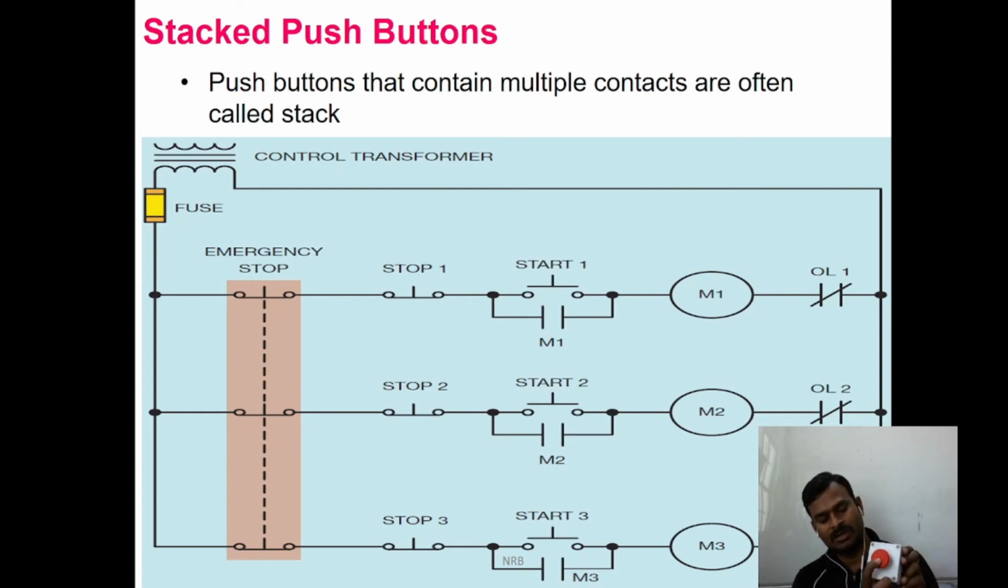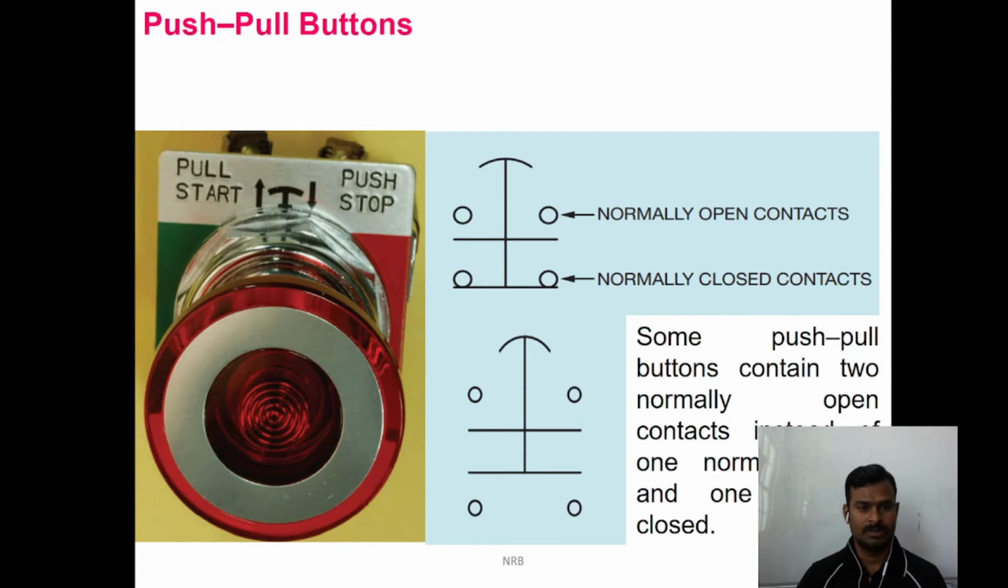If I press this one, it will close, and if you want to turn on, you will pull it so that it will give the supply to the load. In an emergency case, you just need to press like this, so that it will turn off, or it will break the supply to the relay contactor, or whatever it is. Okay, so this is about the push button that contains multiple contacts, mostly used for emergency stop. This is what I told you, the push pull button type.